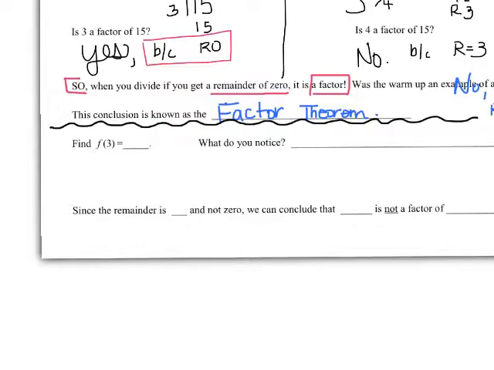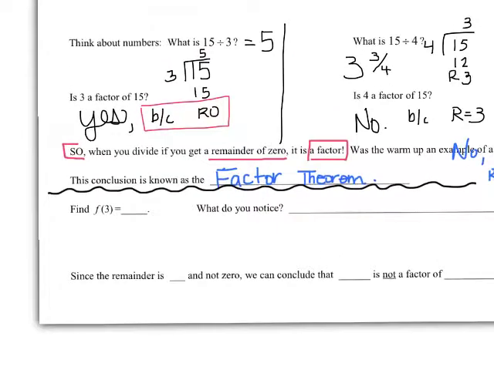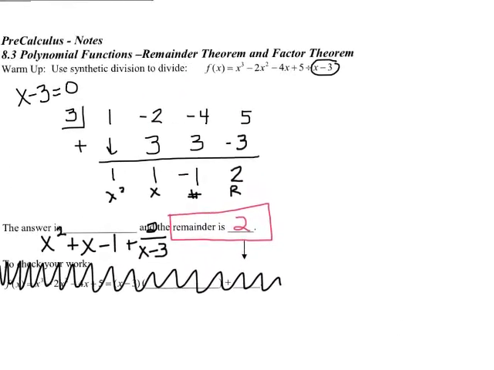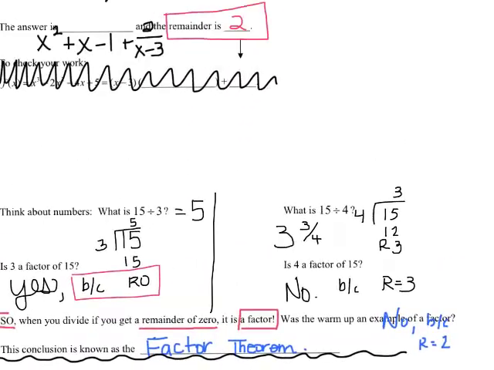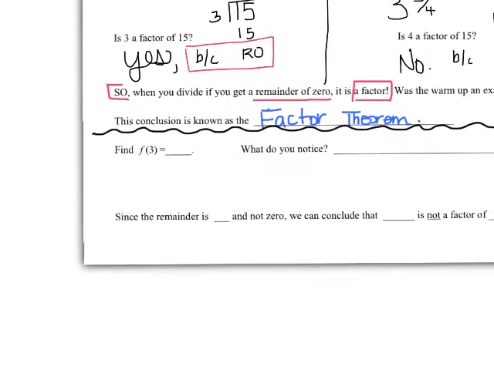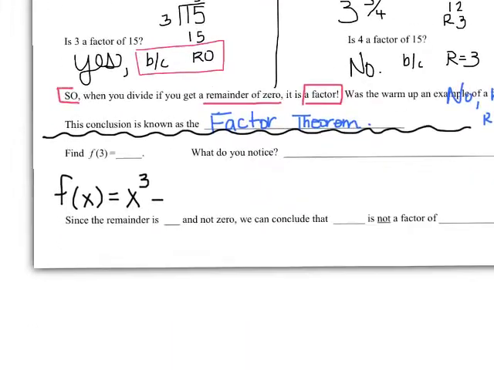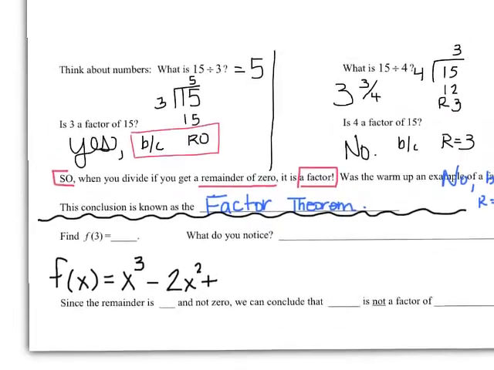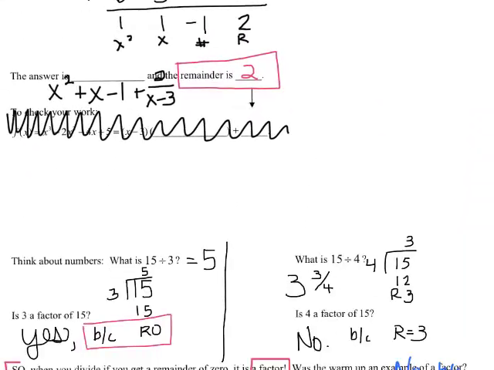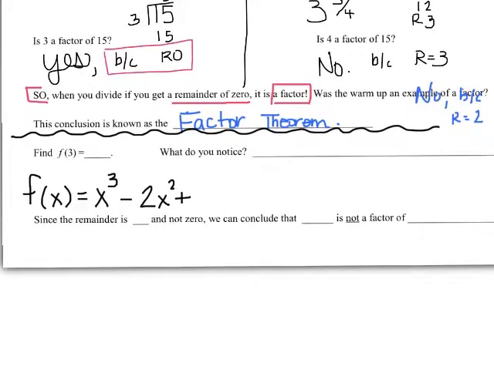So I'm going to rewrite the warm-up. We're still using this warm-up as an example. So x cubed minus 2x squared minus 4x plus 5. I'm just going to rewrite it so I don't have to keep going back and forth. F of x equals x cubed minus 2x squared minus 4x plus 5.